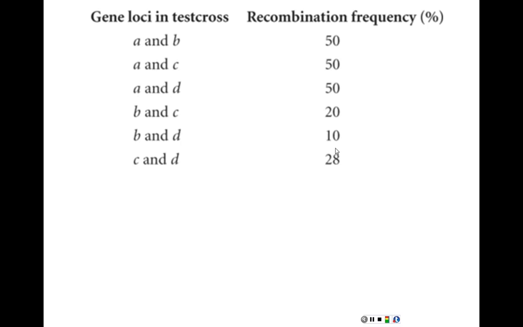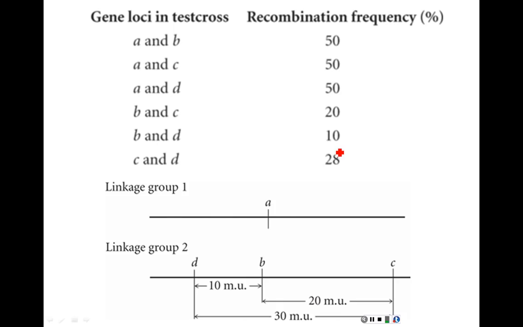Gene B and gene C are 20 centimorgans apart. Gene B and gene D are 10 centimorgans apart. Gene C and gene D are 28 centimorgans apart. It sounds to me like C and D are on the ends, B is in the middle, and A is on another chromosome. And that's exactly the linkage pattern for these 4 genes.